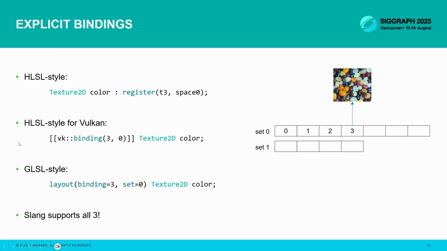Vulkan is a bit simpler. It uses one index for the binding and one for the set. HLSL and GLSL have different ways of specifying this. The good news is that you can choose whichever one of these is your favorite. Slang supports all three.